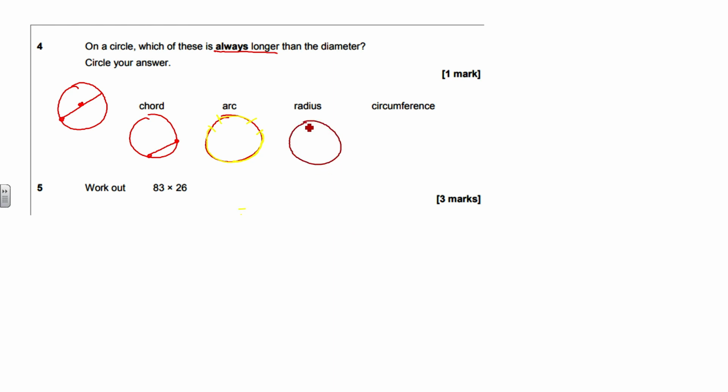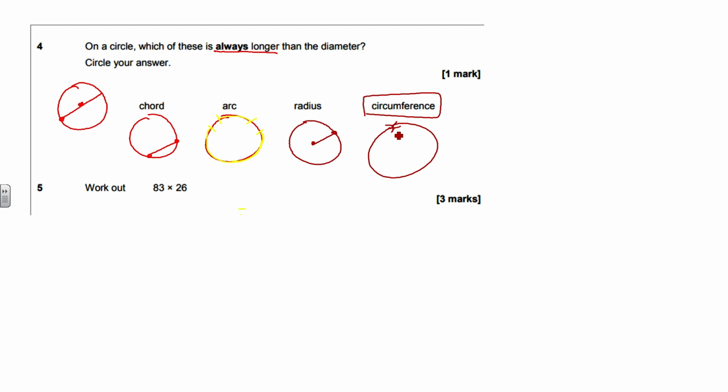The radius is the line that goes from the middle to the edge. So that's half the length of the diameter, again smaller. This leaves us with the circumference, which is the distance all the way around the edge, like that. So definitely longer than the diameter. In fact, pi times longer than the diameter.